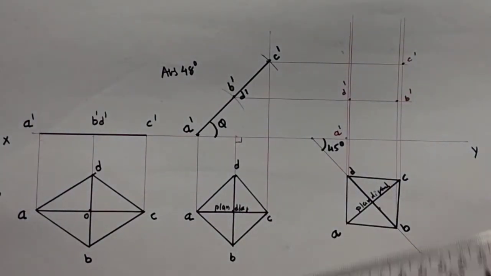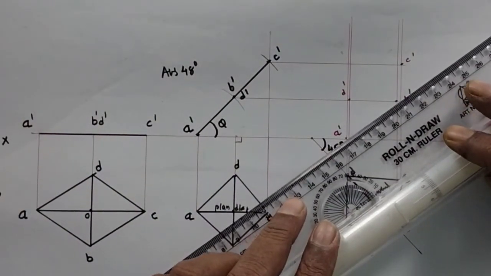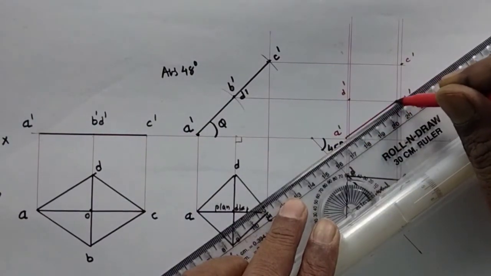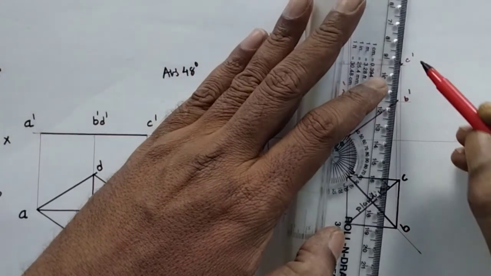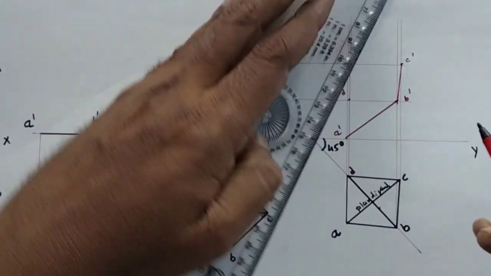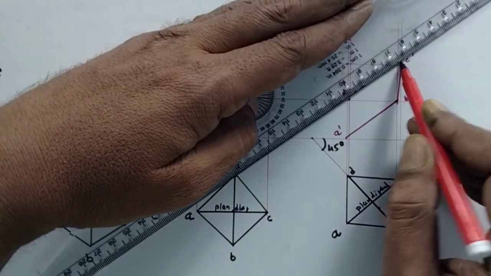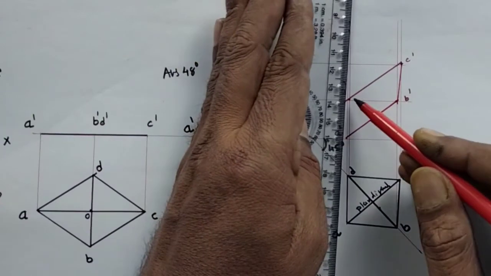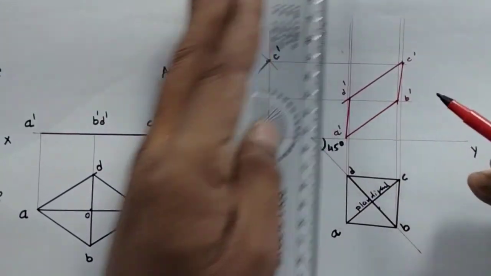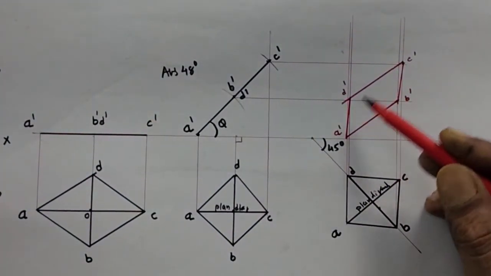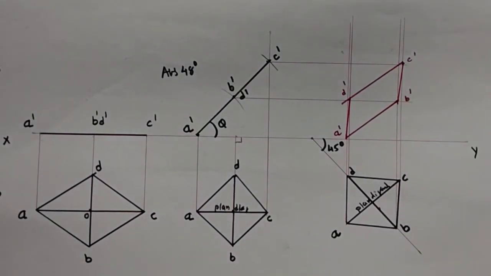Now we sequentially join our points A dash to B dash, B dash to C dash, C dash to D dash, and D dash to A dash. So this entire figure is your elevation when the rhombus plate is inclined to both the reference planes.